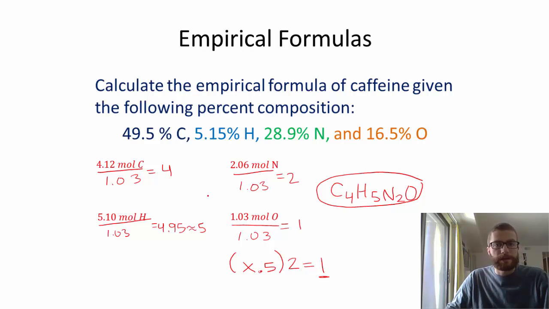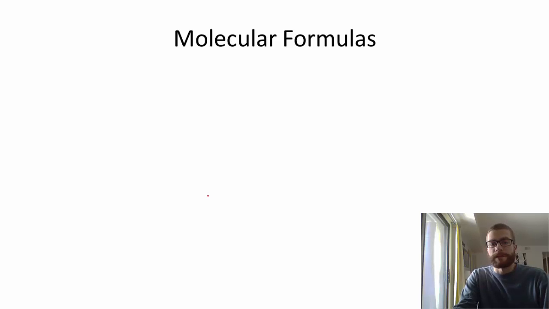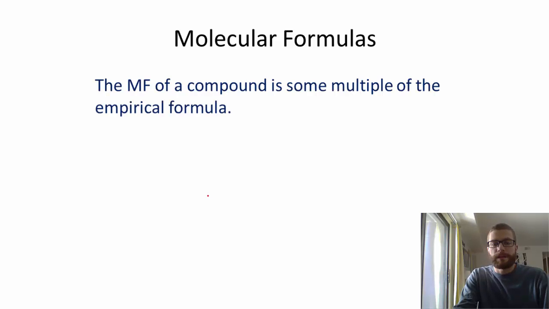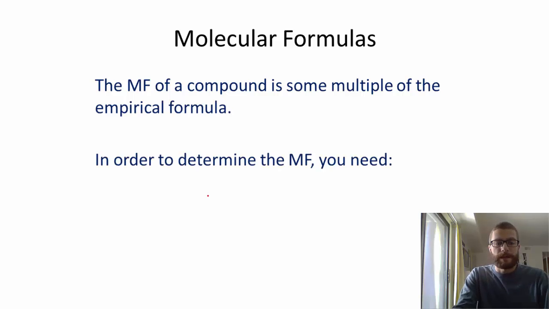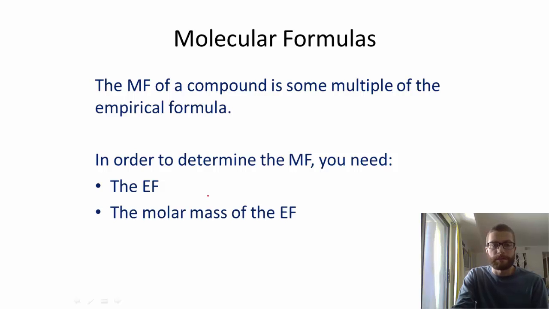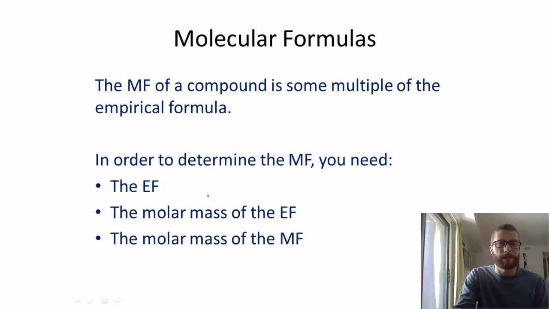Now let's look at a molecular formula example. For molecular formulas, this is a multiple of the empirical formula. Or again, as it says, the molecular formula of a compound is some multiple of the empirical formula. Now, in order to determine the molecular formula, you need a few things. First, we need the empirical formula. From the empirical formula, we can find its molar mass. And then we also need to know the molar mass of the molecular formula. And through all that, we'll find the molecular formula.